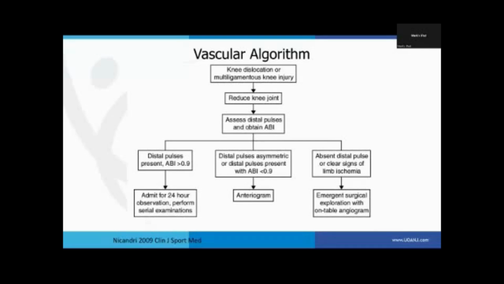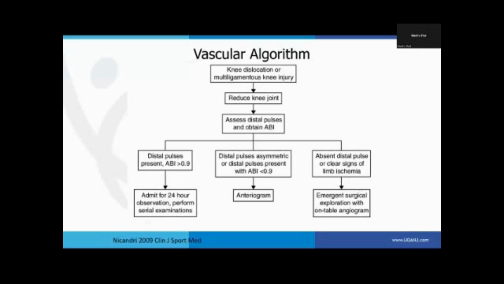We must obtain an ABI, and we drive that home to the residents, and they're very good about that here at our hospitals, to always check the ABI in any suspected significant knee injury, and that would include tibial plateau fractures. If distal pulses are present and the ABI is greater than 0.9, then we will observe that patient overnight, 24 hours in the hospital, keep checking on them, make sure nothing changes.